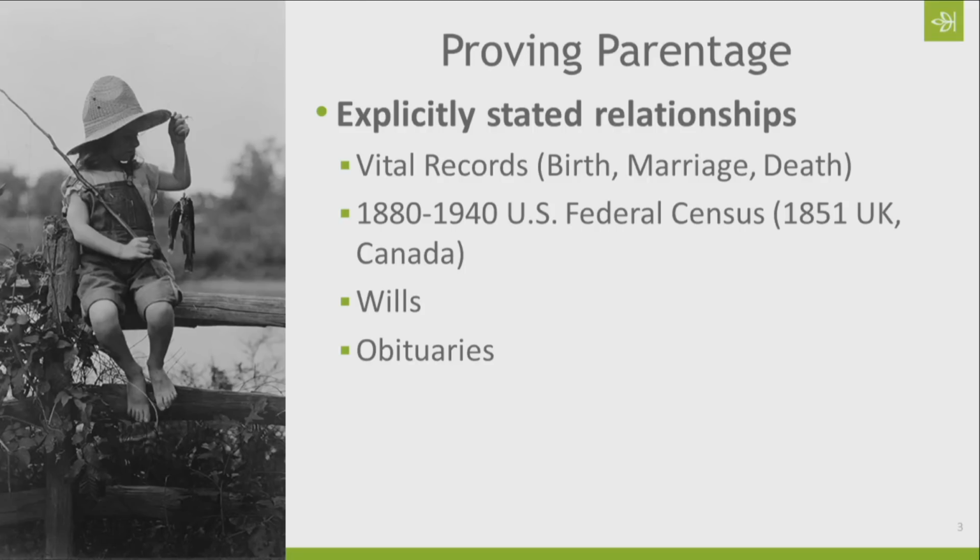Again, you end up with these explicitly stated relationships that often say they are predeceased by their parents, and it will list parents' names. Sometimes it will even list grandparents' names. And they're survived by, and then it will list the names of their children and sometimes even their grandchildren. So you get a lot of really great relationship information out of those types of records.